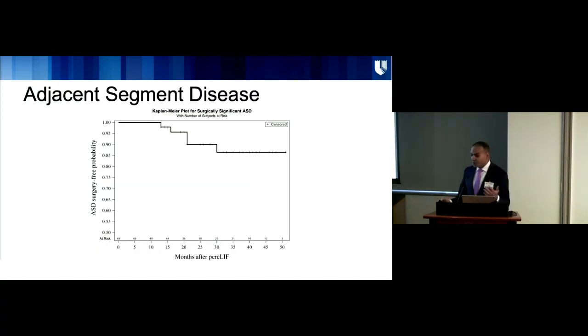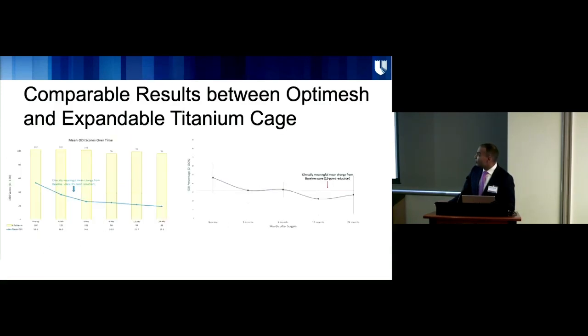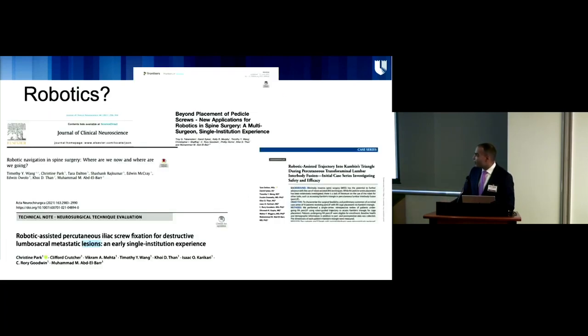And I think also, as Dr. Pimenta said, we want to look at things such as adjacent segment disease. So we're studying this, right? We have about 3% per year. So it's about average to all the fusion methods that we have. So that's one thing that we've done, and we're going to compare, hopefully, the Optimesh to this expandable titanium cage that we put through Kambin's triangle.